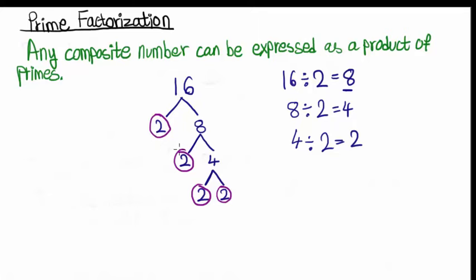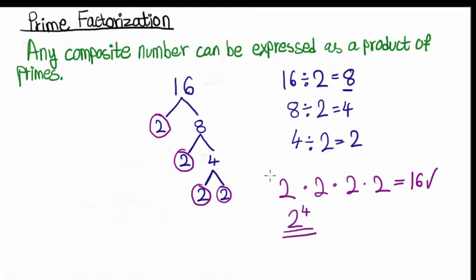And if you think about it, when I do the product of all of these 2's over here, I will get the number 16. For example, if I do 2 times 2 times 2 times 2, because there are 4 2's in my branch over here, I will get 16. So this right here is an example of a prime factorization problem. Another way of writing the prime factorization for 16 is simply using exponents and writing this as 2 to the power of 4. If you're confused, let me do another example.